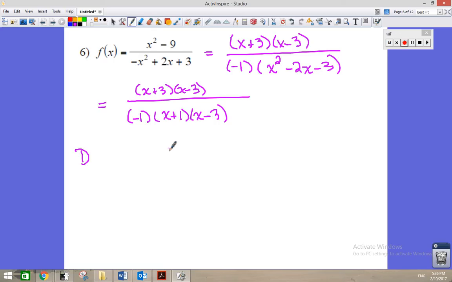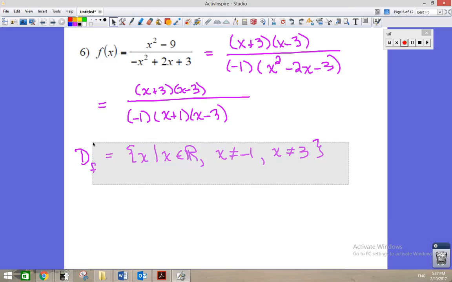I want to always do my domain before I cancel any common factors. The domain is the set of all x where x is a real number. And we're going to throw out negative 1 from the domain because it's going to cause division by 0 if we input negative 1 into this function. We're going to exclude positive 3 for the same reason: if you evaluate this function at positive 3, you'll get a 0 in the denominator, so you don't have a corresponding y value. And we could express this in interval notation if we wanted to.